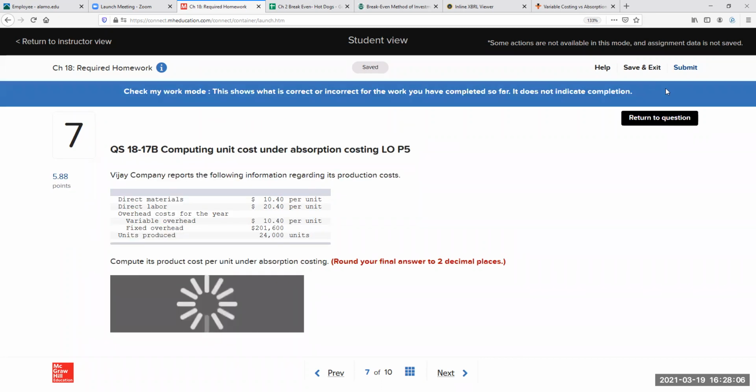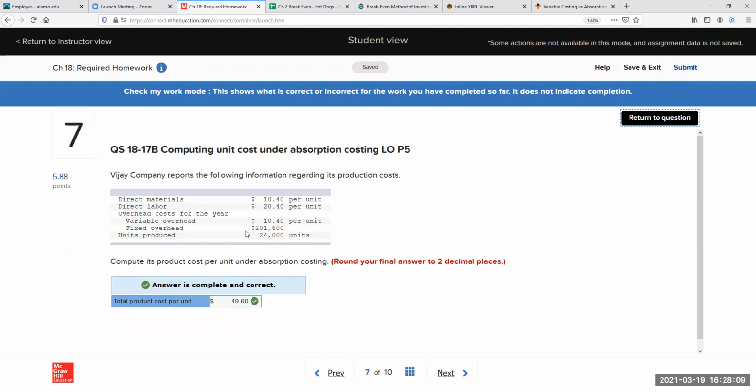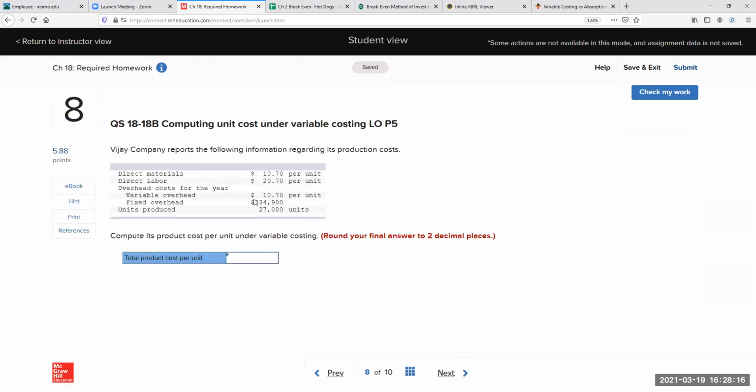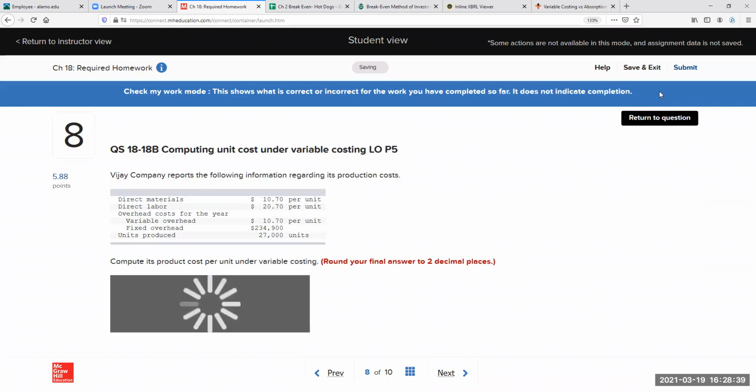Let's check it. Again, remember the difference between absorption and variable: absorption uses every cost. Now number 8 is variable costing, so you don't consider that fixed overhead. You just add the first 3, the 1070 materials plus labor plus variable overhead. So it's 4210. It doesn't consider that. So right there. All right, let's see what's next.